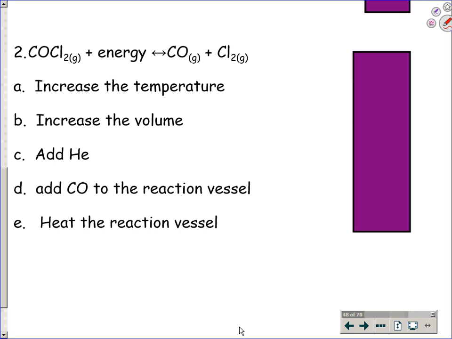So we have this is number 2. This is not 2 coefficient. Okay, so we have this guy reacting. What kind of reaction, endo or exo? Endo, and it's making 2 gaseous products. So we have 1 mole of a gas here, and we have 2 moles of gas here. So that might be relevant.